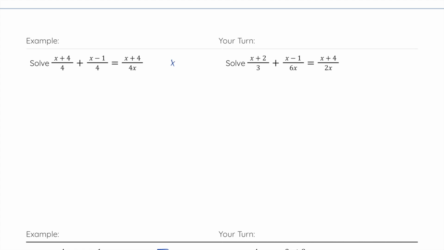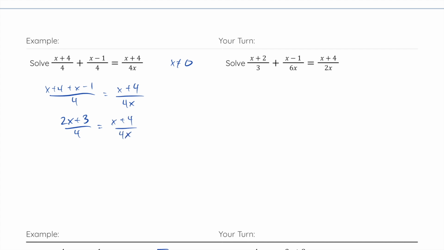So again, that's an excluded value of x equal to 0. Now we're going to combine these. They already have a common denominator, so we don't need to do any extra work. So we end up with x plus 4 plus x minus 1 all over 4 equal to x plus 4 over 4x. And if I simplify this, 2x plus 3 over 4, so x plus 4 over 4x.